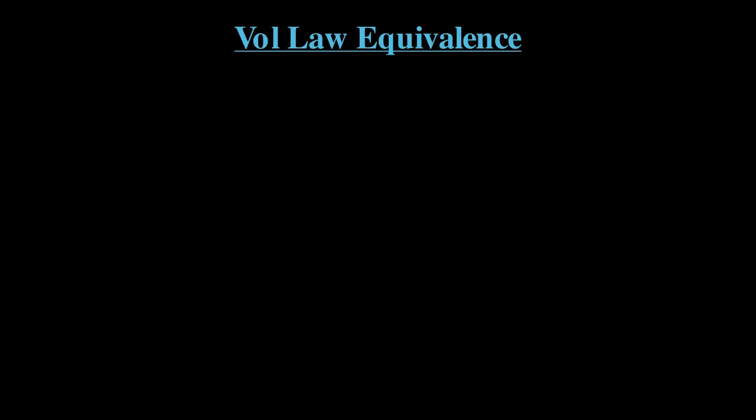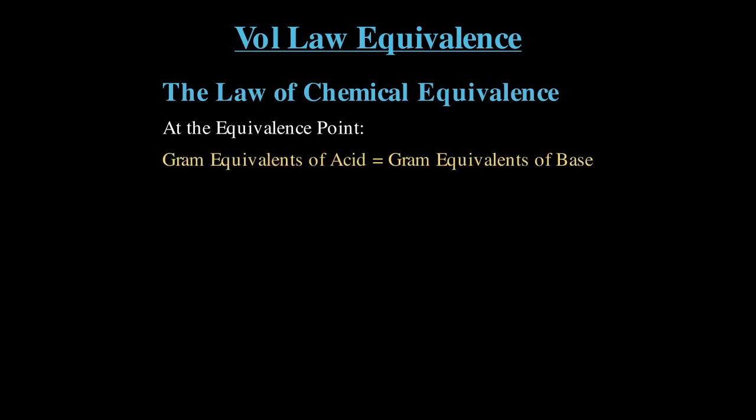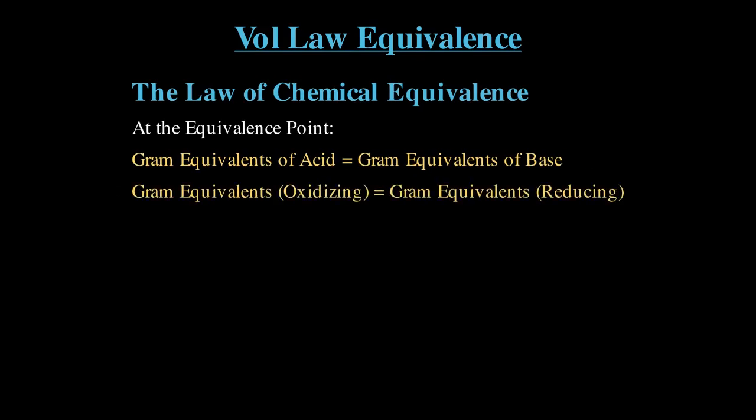At the heart of every titration calculation is a fundamental principle called the law of chemical equivalence. This law states that at the exact point of neutralization, or the equivalence point, the number of gram equivalents of the acid is exactly equal to the number of gram equivalents of the base. For a redox reaction, it's the same idea: the equivalence of the oxidizing agent must equal the equivalence of the reducing agent. Now, how do we use this?